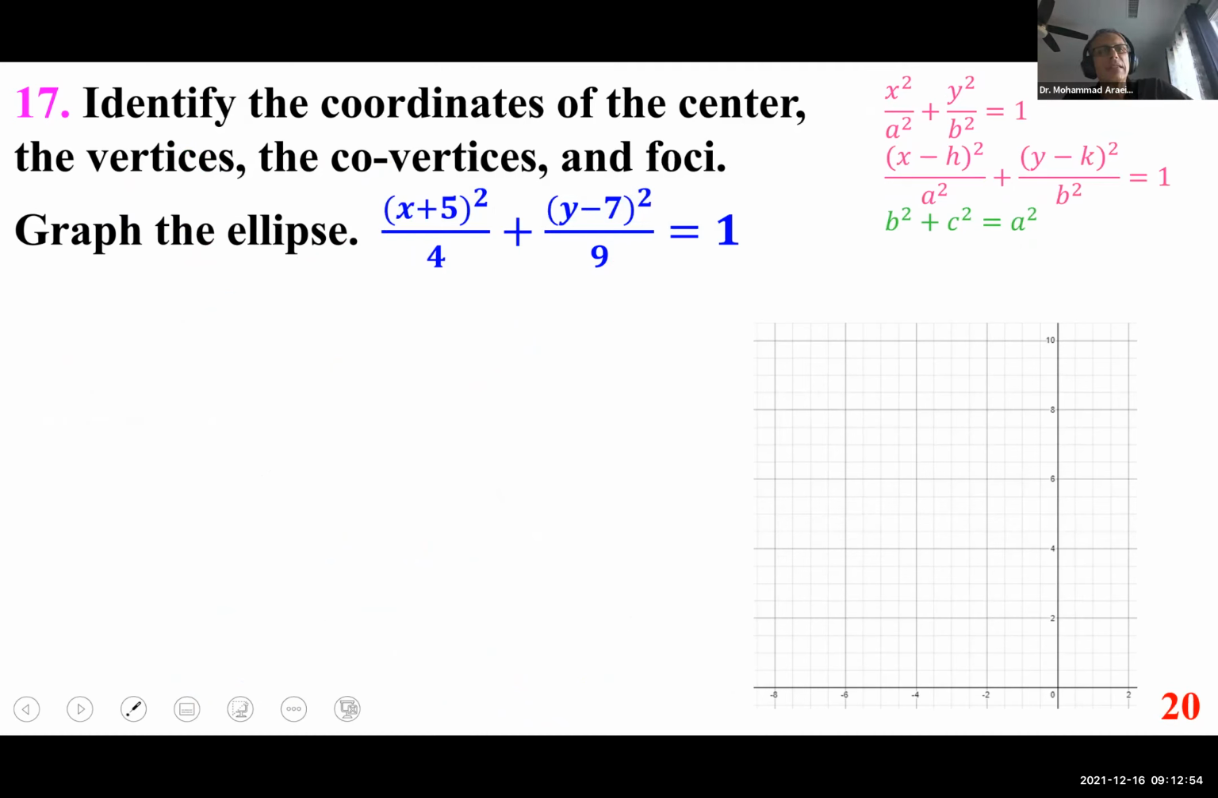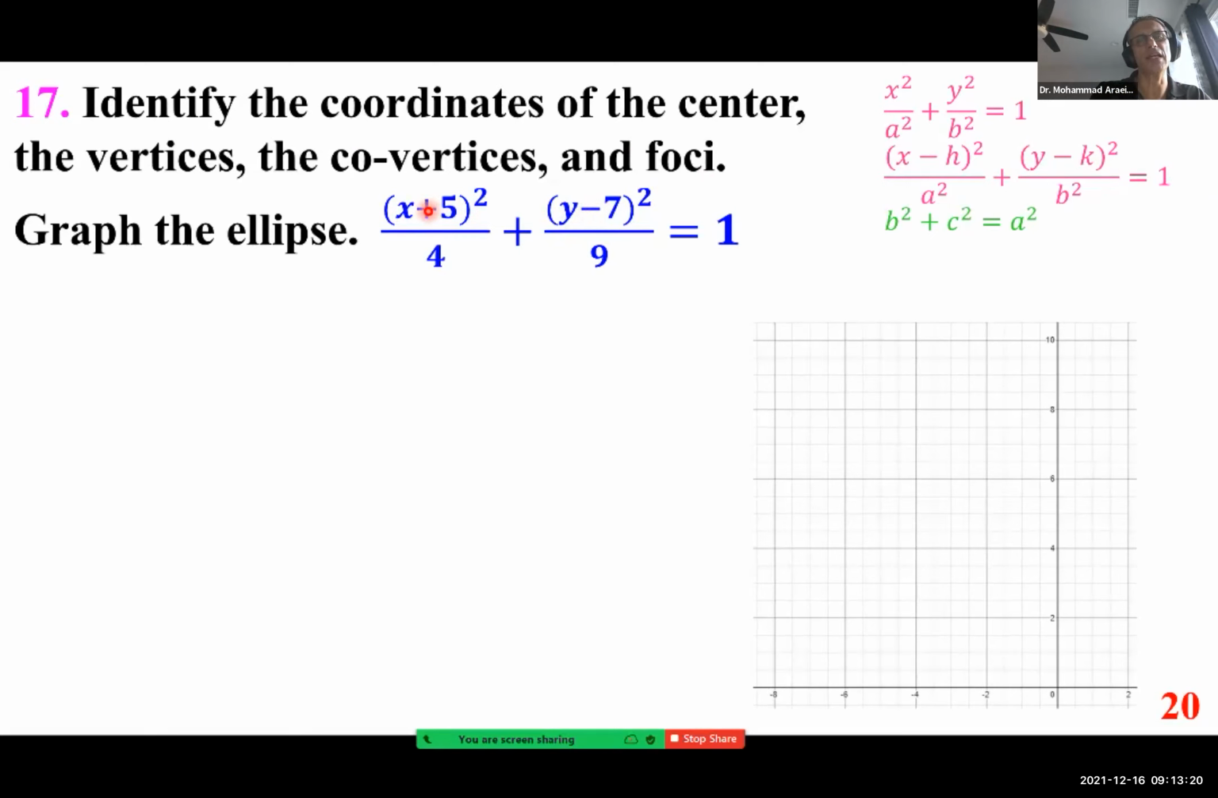Identify the coordinates of the center, the vertices, the co-vertices, and foci. We want to graph the ellipse also, and here's the equation. So as you can see, comparing to this one, obviously, we can see it's centered at -5, +7. In other words, set x plus 5 equal to 0, that gives you -5. Set this one equal to 0, gives you +7. So -5, +7. A is the square root of this number, which makes it 2. B is the square root of this number, which makes it 3.